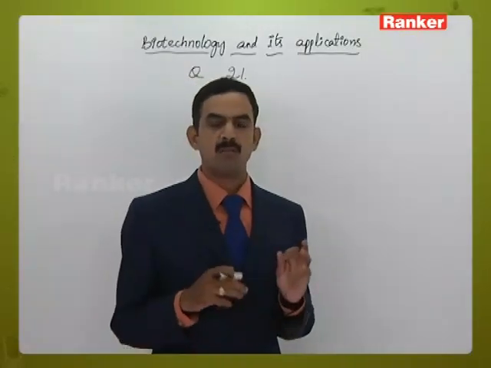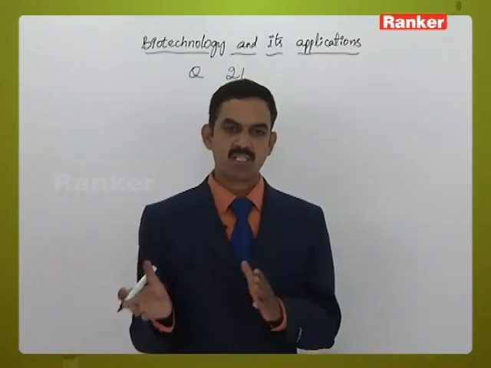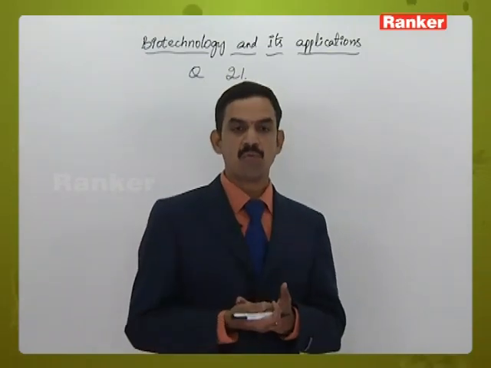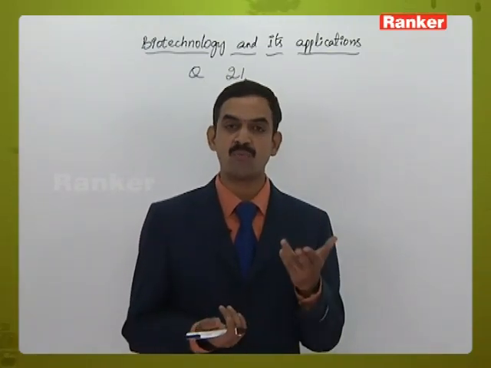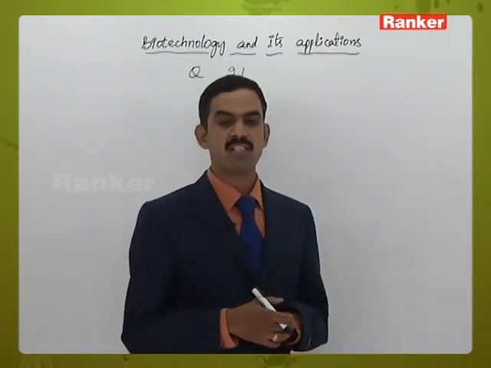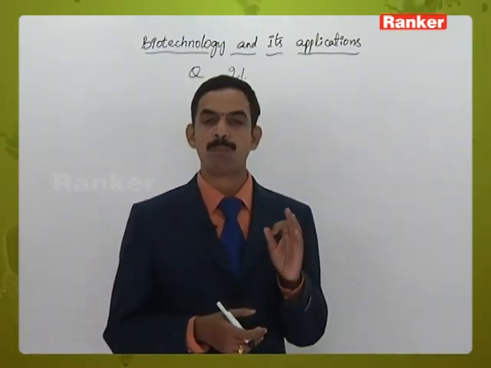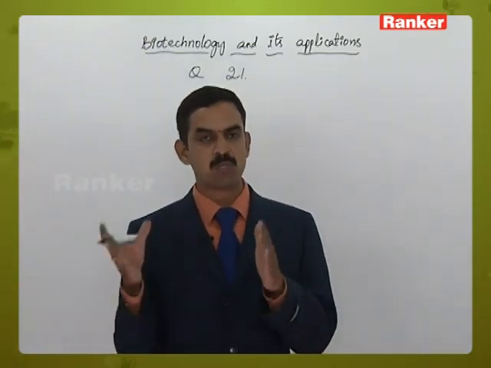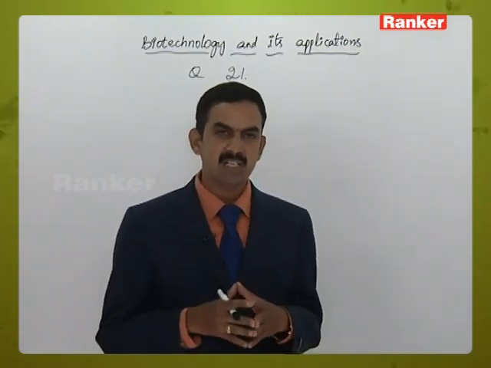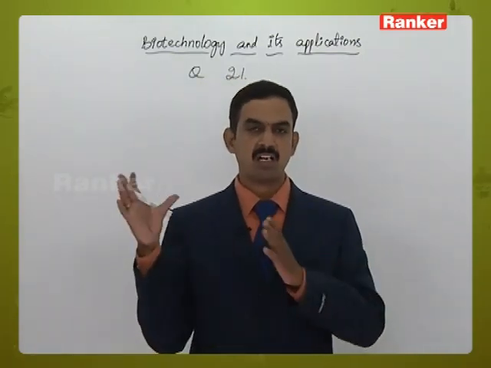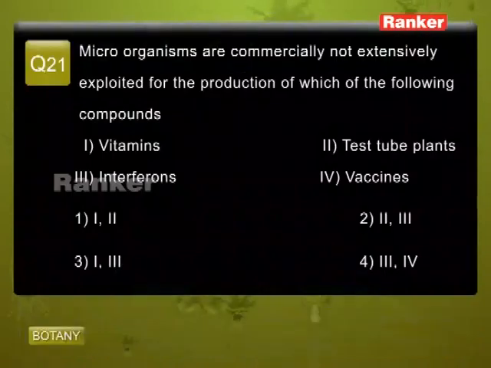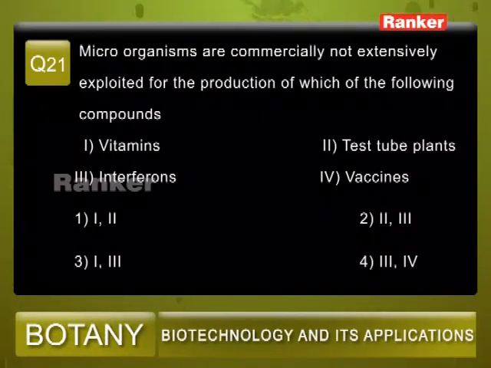Okay, we know that microorganisms are very much used in the production of various economically important components. So here the question is which are not extensively exploited. Those are vitamins and test tube plants. But we know that interferons and vaccines are produced on a large scale by exploiting the properties present in microorganisms, in the process called molecular farming. So from the given options, 1 and 2 are not related to this aspect. Question number 21, the correct answer is 1.